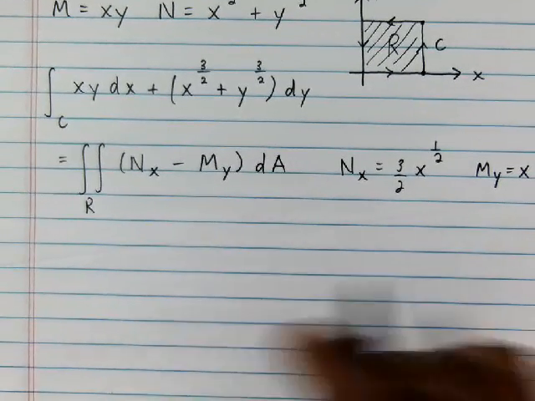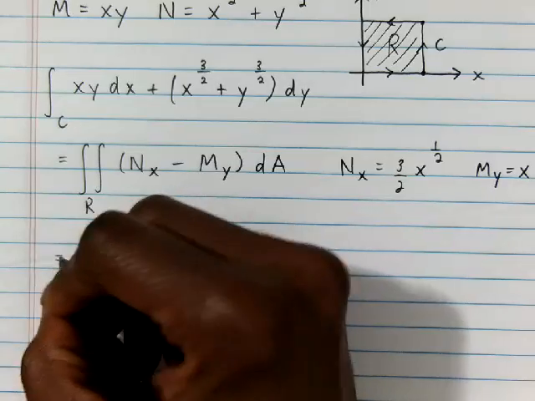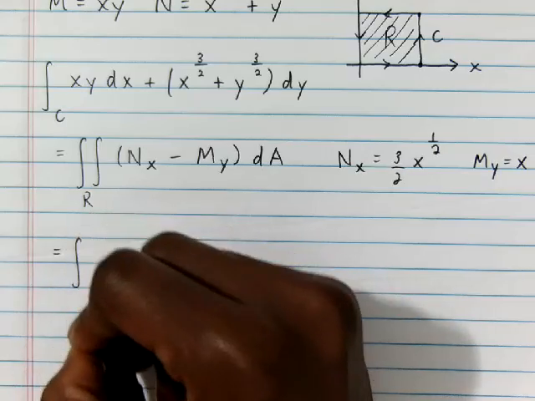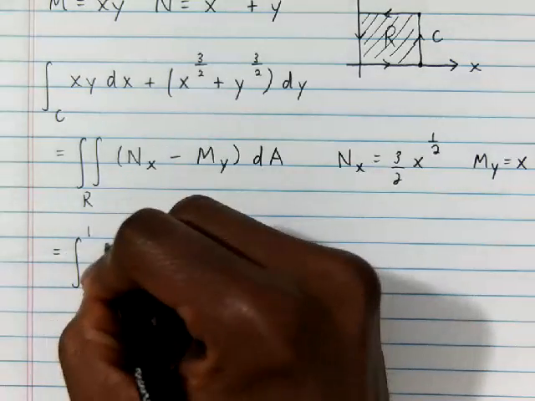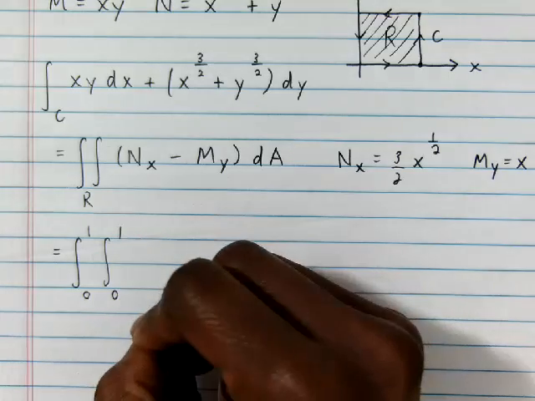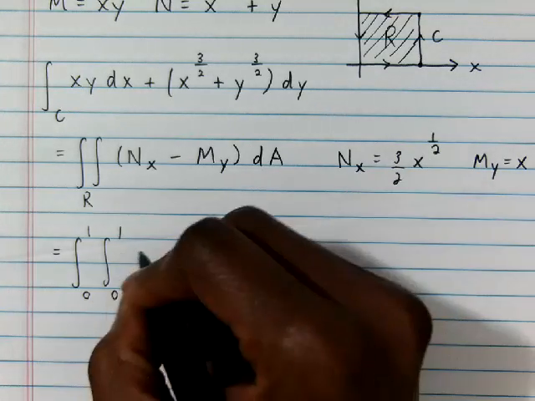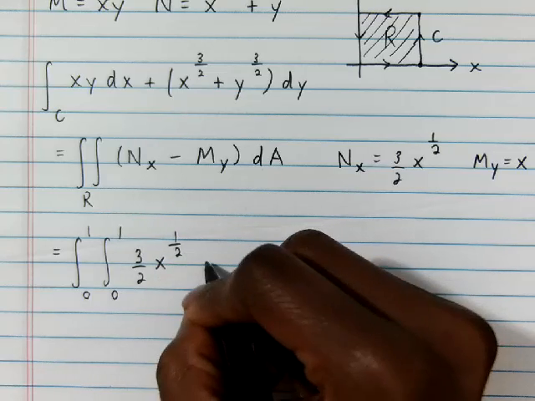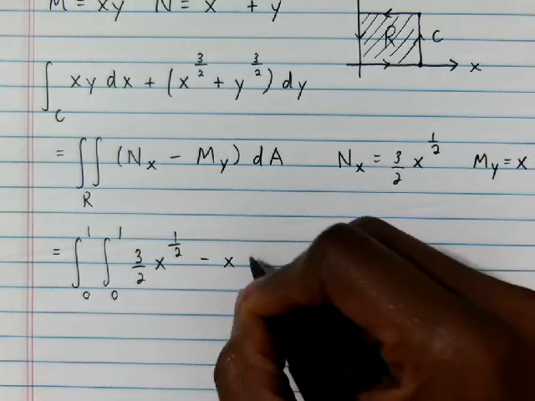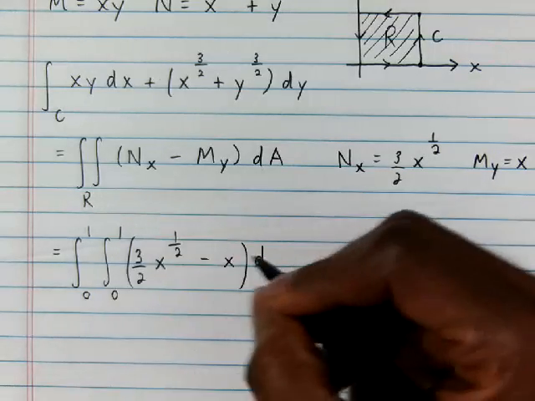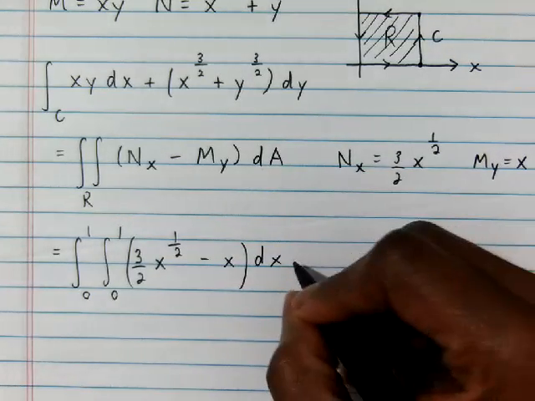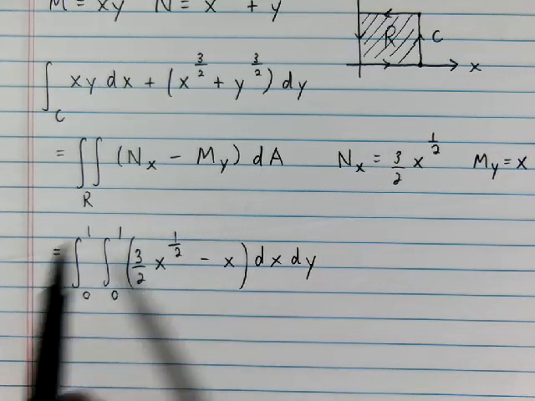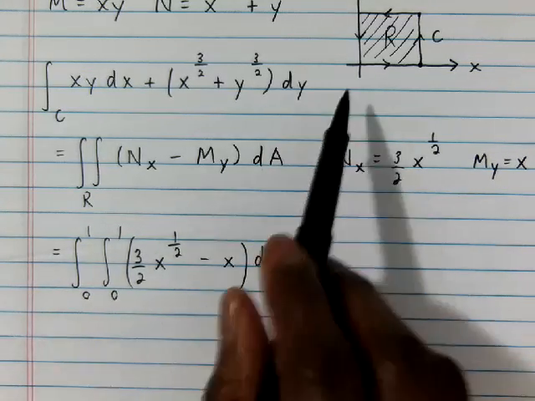So now we get that the line integral we were looking for is actually just a double integral from 0 to 1 and then 0 to 1 of 3/2 x to the 1/2 minus x dx dy, or dy dx, it doesn't matter which one you do first. And we all know how to evaluate that quite easily, and it's a lot faster than doing those 4 line integrals.